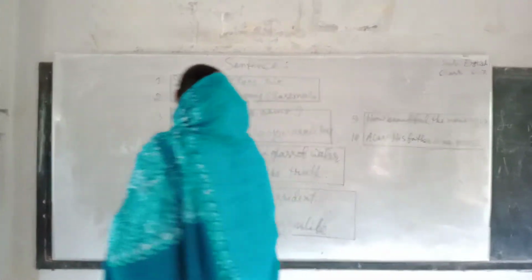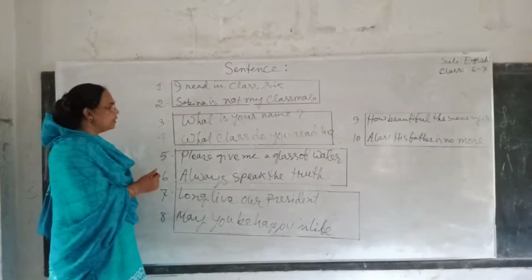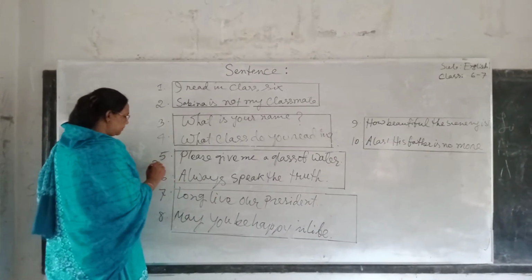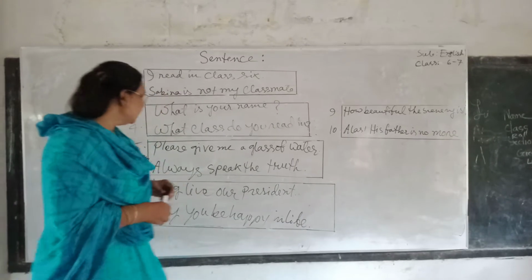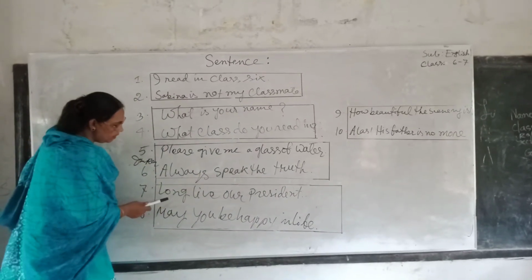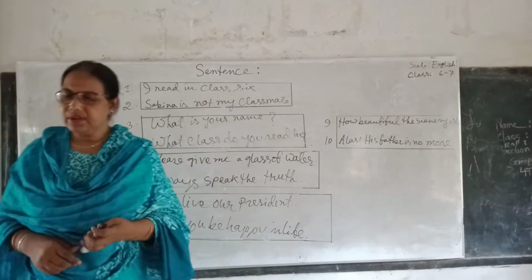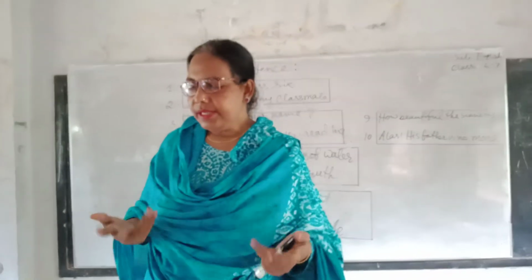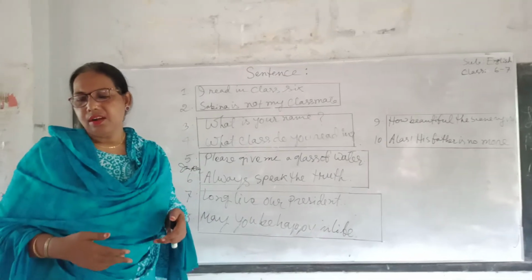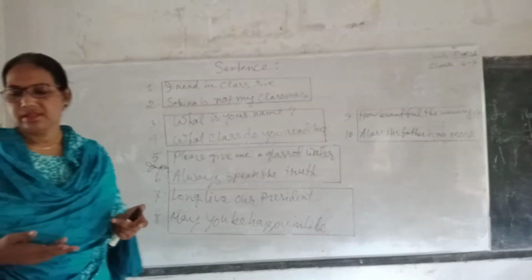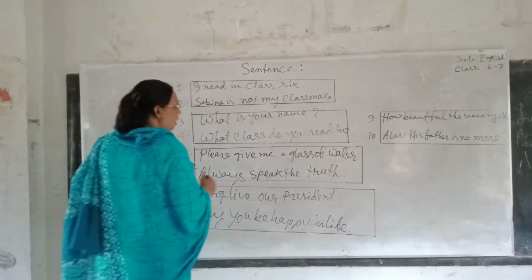Okay, then student, these two sentences, please give me a glass of water, always speak the truth, are imperative sentences. Okay. Then student, follow these two sentences: long live our president, may you be happy in life. Okay, dear student, these two sentences express another meaning. Do you guess? Or can you give any definition of these two sentences? These two sentences are called the optative sentence.